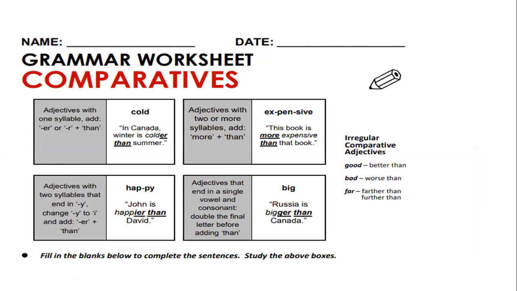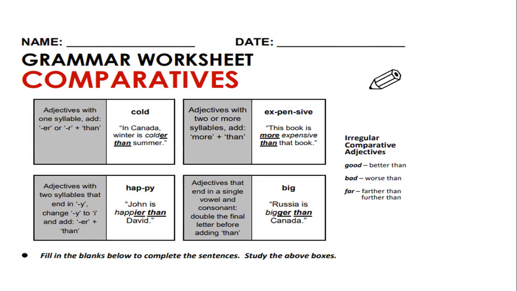So here I have more examples. The adjectives of one syllable add ER plus than. For example, cold. I'm using the adjective cold in this case. In Canada, winter is colder than summer. So I'm comparing the winter season with the summer season in Canada. The adjectives with two syllables that end in Y, you change the Y to I and add ER, plus than. Happy. John is happier than David. So I'm comparing John's attitude with David's, and I say that John is happier than David.